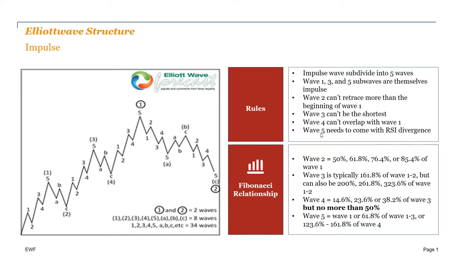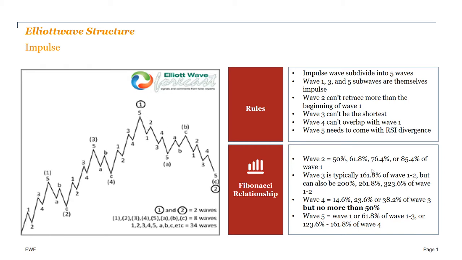And then finally wave 5, the last wave, needs to come with momentum divergence, right? Whether you use RSI, relative strength index, or MACD, or any other momentum indicator, you need to see some sort of momentum divergence when it finishes the wave 5 here at the peak.